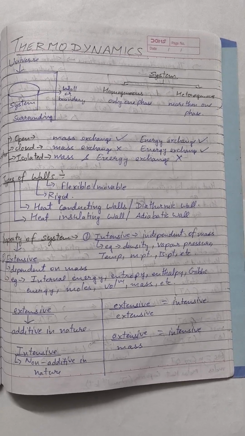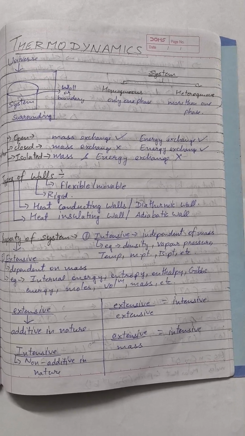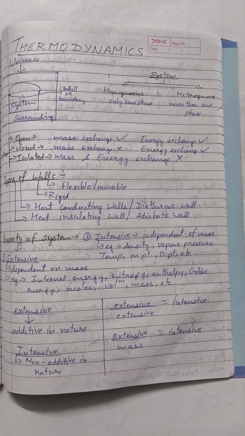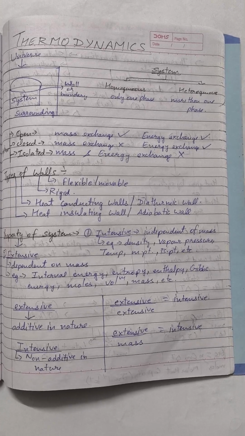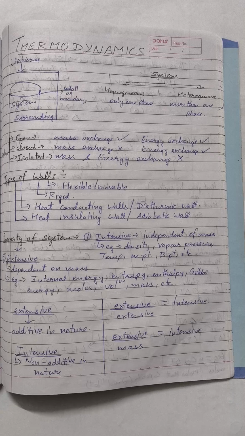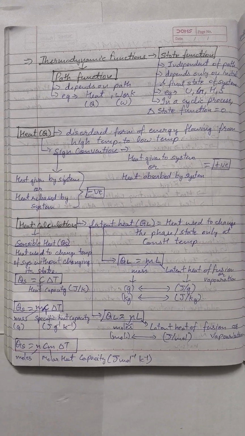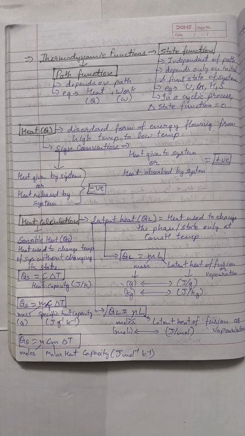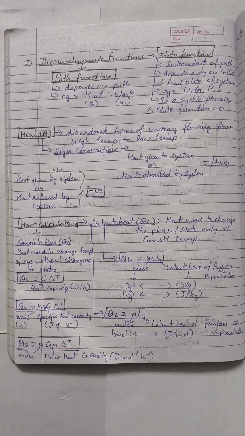When we divide an extensive property by an extensive property, the property which we get is intensive in nature. And when an extensive property is divided by mass, it results in an intensive property. Next we have thermodynamic functions. There are two types of thermodynamic functions. One is state function, second is path function.